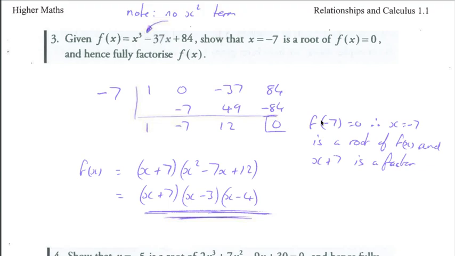So f of negative 7 equals 0, therefore x equals negative 7 is a root of f of x, and x plus 7 is a factor. I'm not actually asked to show that x plus 7 is a factor there, but I'm stating that because I am using that factor. So x plus 7 multiplied by x squared minus 7x plus 12 will get me back to x cubed minus 37x plus 84. Now the question says fully factorize, so I can factorize this.